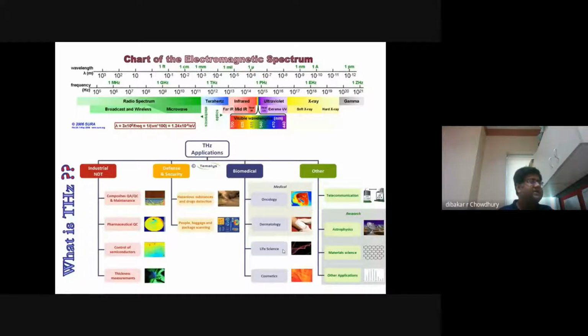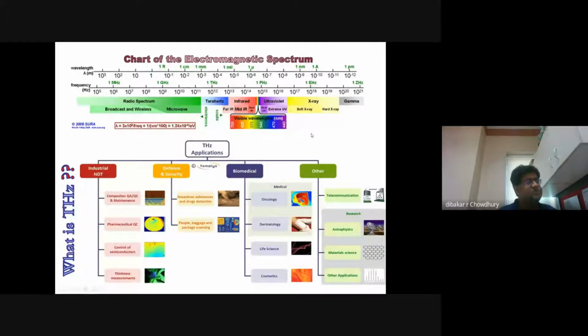But as I said, the major limitation with terahertz is it does not have a natural source. It does not have a natural source, natural detector. So what do we do? There are two ways. Although it has so much potential, because of the lack of this natural source and detector, this domain is not studied well.